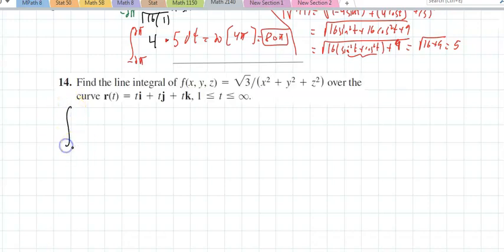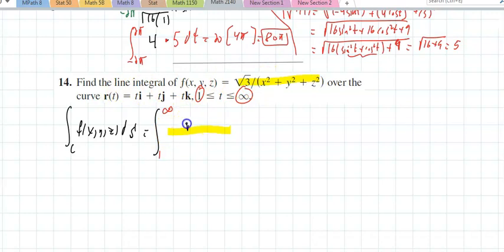Number 14 is the same. We want to figure out the integral along C of f of x, y, z, ds. Well, guess what? This is the integral from 1 to infinity. Section 4.5, L'Hopital. We dealt with this stuff, right? My function is radical 3 over x squared, and r of t is t, t, t.